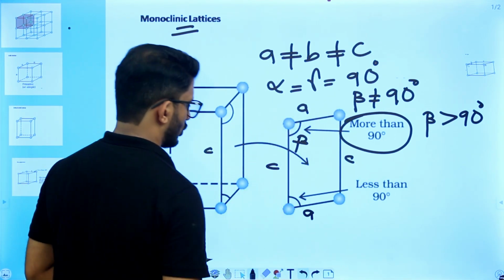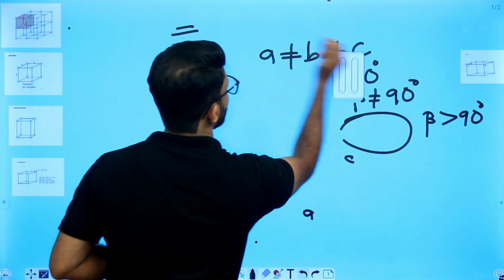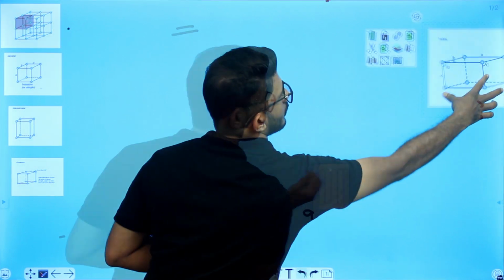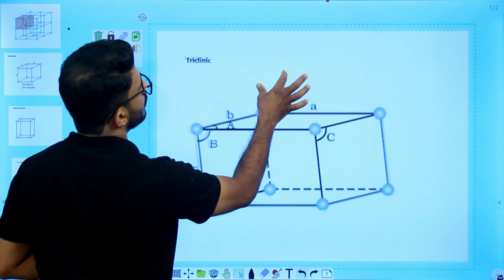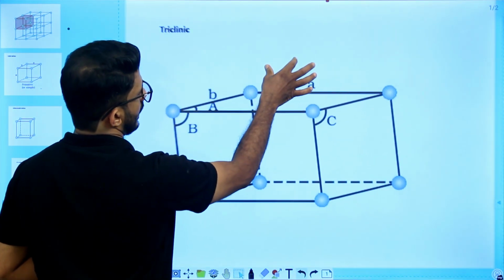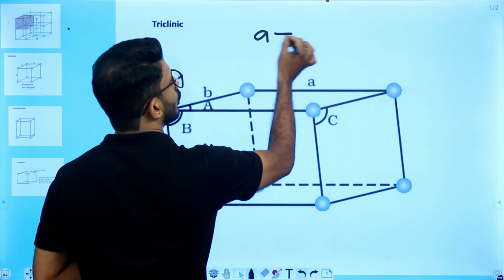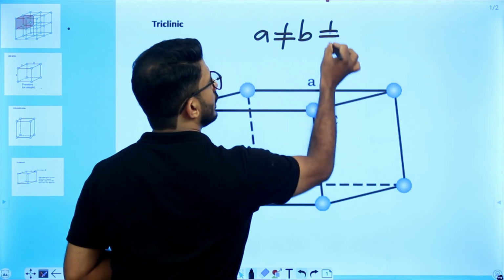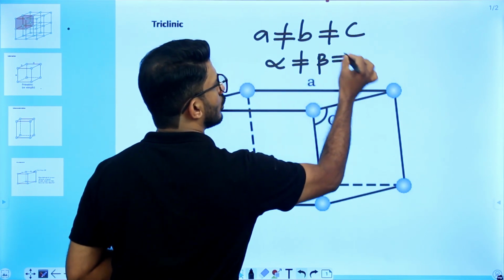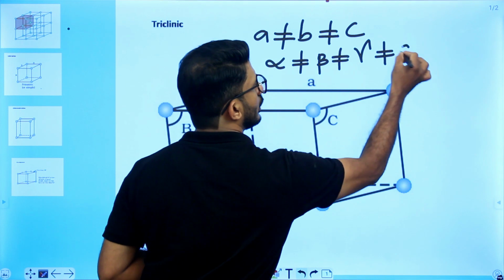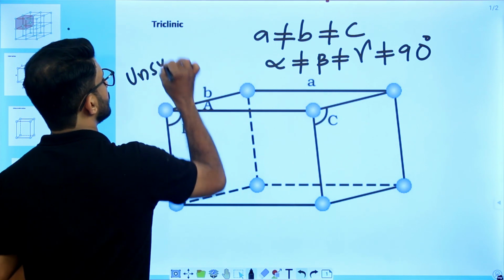Okay, and the last one. This is the most asymmetric one, where nothing is equal. A is not equal to B, that is not equal to C. Alpha not equal to beta, that is not equal to gamma, and that is not equal to 90 degree. So this is the most unsymmetric one.